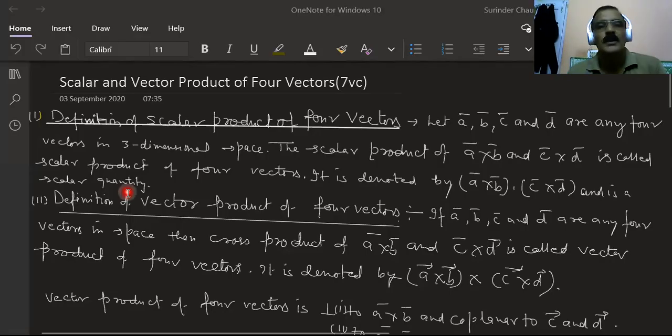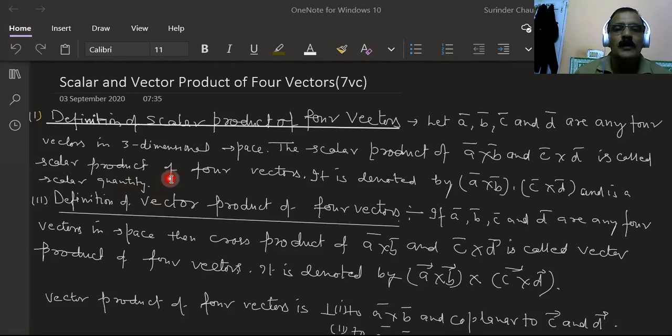Hello students, in the previous lectures we have read how to find the dot and cross product of two vectors and dot and cross product of three vectors. Now in this lecture we will generalize it after finding the dot and cross product of four vectors.